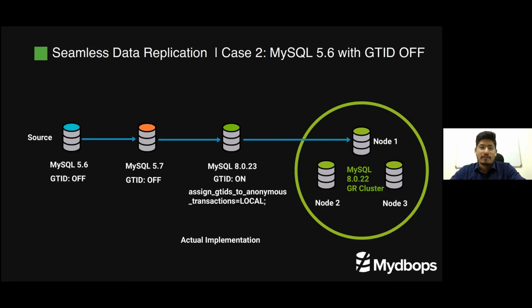In this way, we were able to achieve seamless data replication to the 8.0.22 cluster without making any configuration changes or any downtime on the current master setup. So one part is now done. If you have 5.6 with GTID on or off, we have the mechanism to seamlessly replicate the data from our current version to the 8.0 GR cluster.